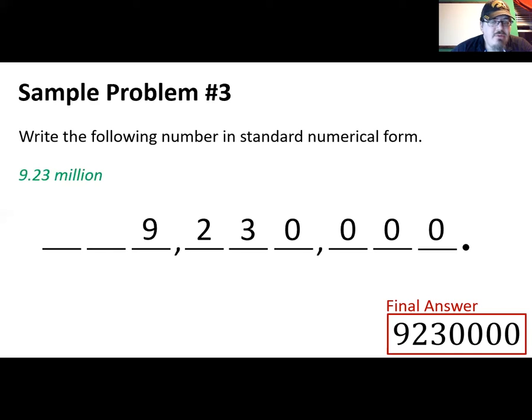It gets a little bit confusing, I know, with the decimal point, but you just have to be careful when you're translating numbers written in this form into standard numerical form.